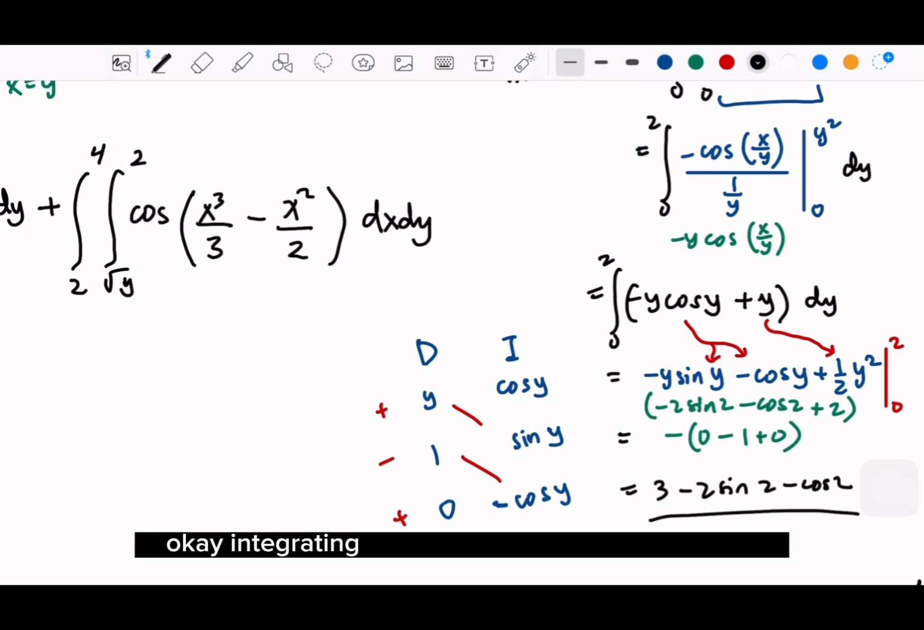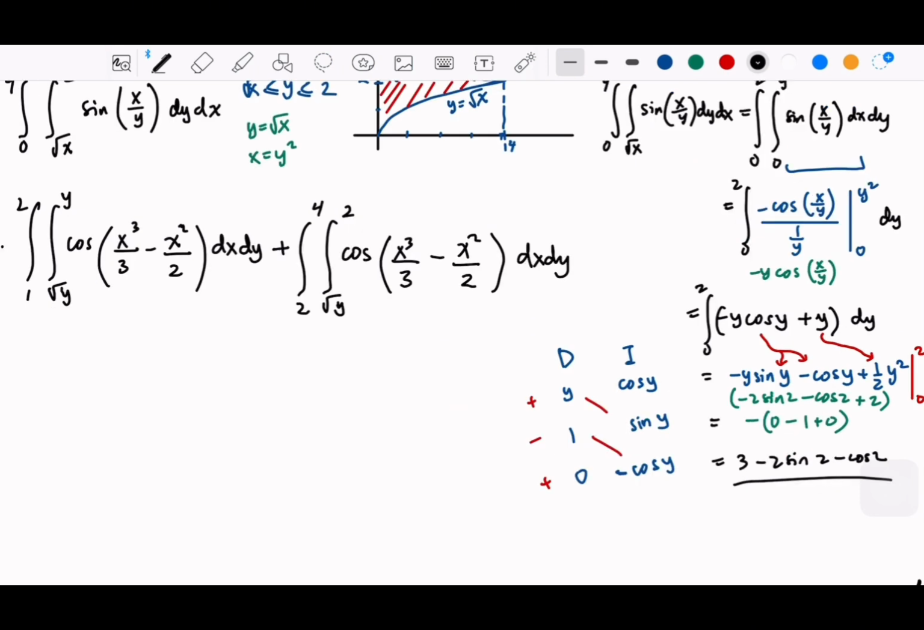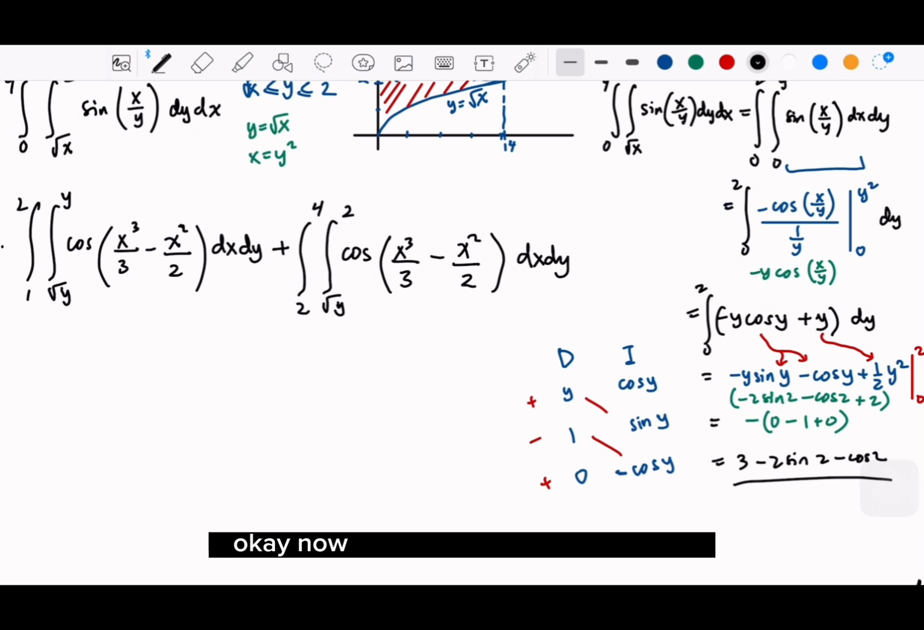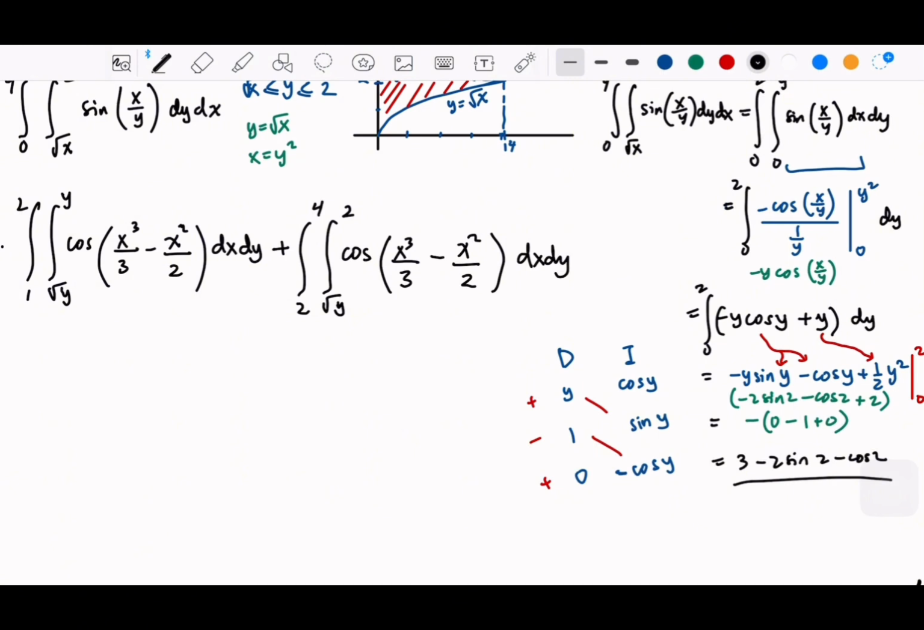Okay, integration by parts is used this way, faster. Okay, now let's try the second question. Do not be intimidated because it has like 2 regions. Just focus on what we are going to take.